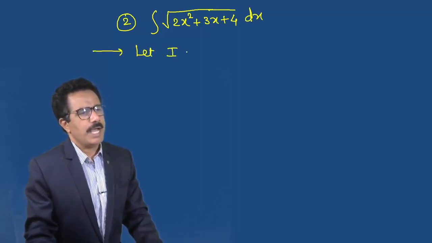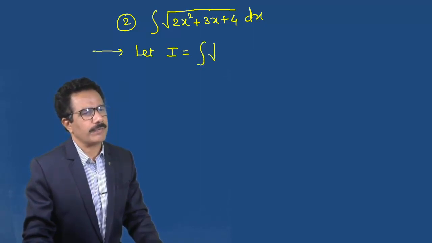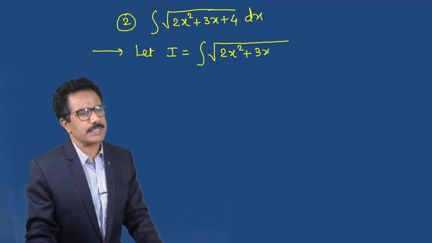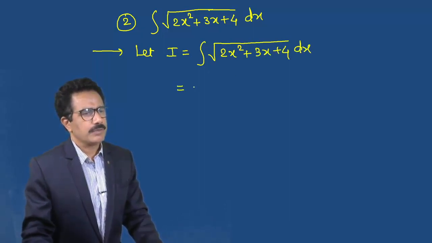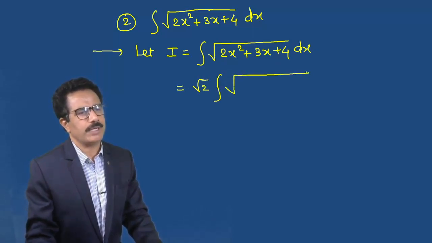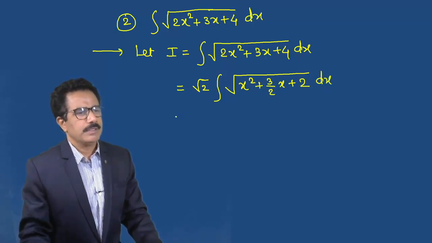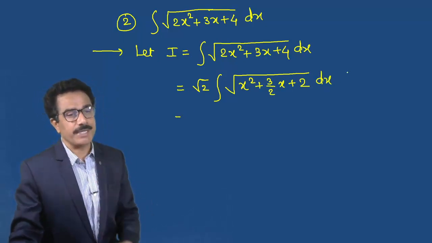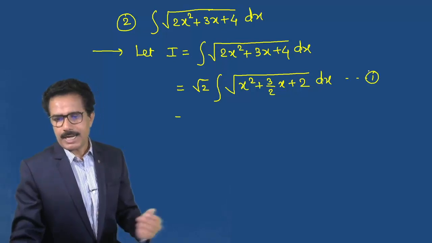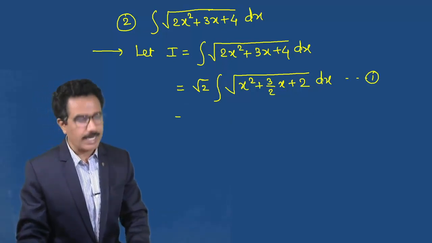Let I is equal to integration of root of 2x square plus 3x plus 4 dx. So root 2 will be taken out of this square root, so x square plus 3 by 2 x plus 2 dx. So we can use the last term here. Now use the concept of the last term. How can we use the last term?